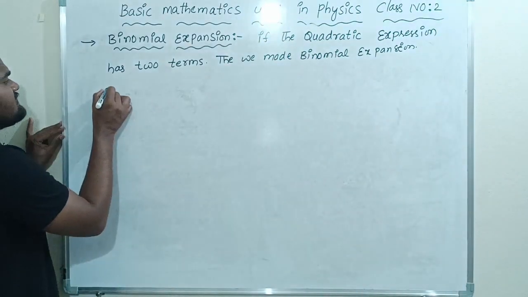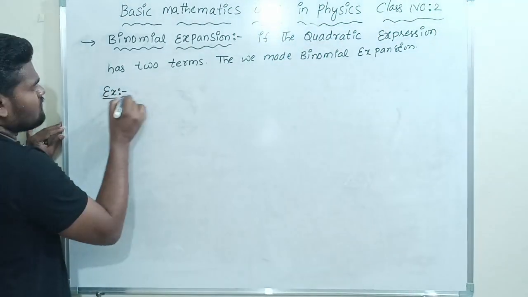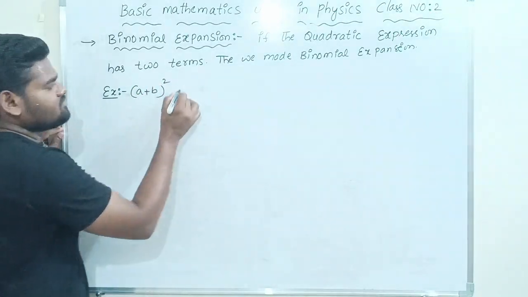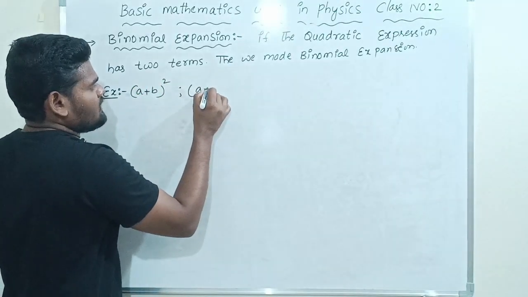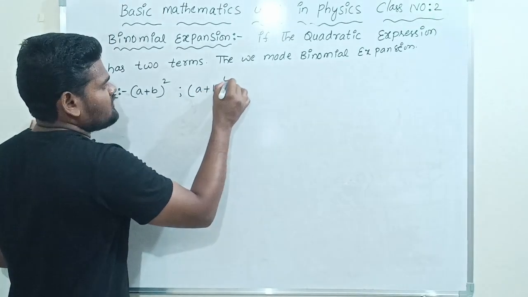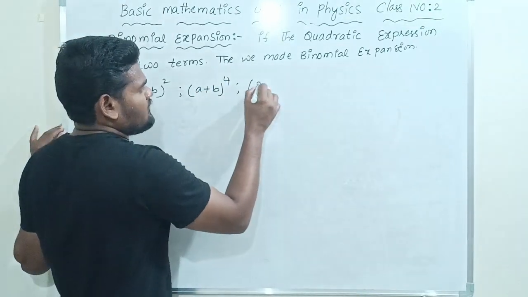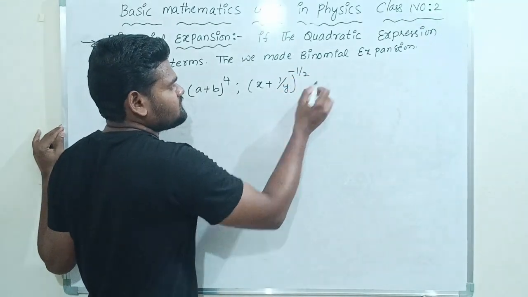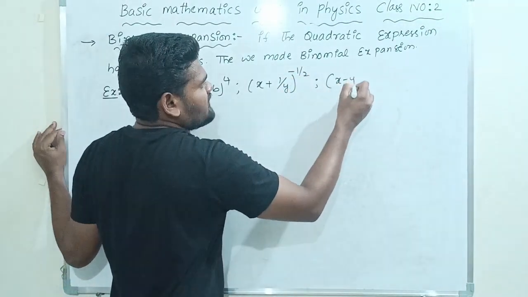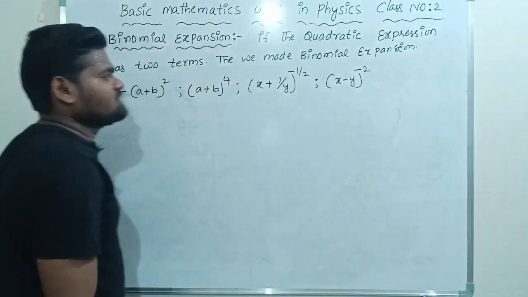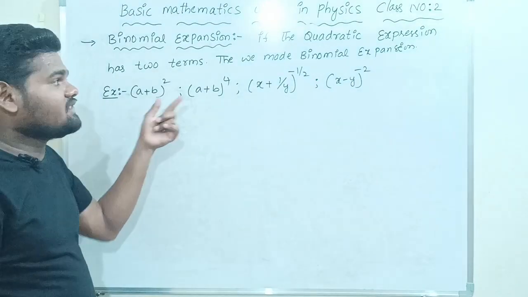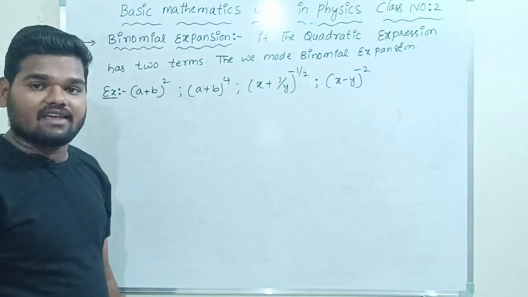Okay, so examples: a plus b whole square, a plus b whole to the power of 4, x plus 1 by y whole to the power of minus 1 by 2, x minus y whole to the power of minus 2. Okay, so if the algebraic expression has two terms, then we have to make binomial expansion.